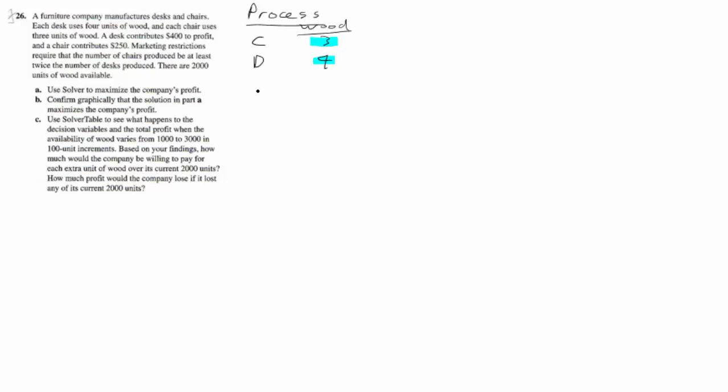Okay, now let's move on to the constraints. Excuse my sloppy handwriting. It's partly because my handwriting's sloppy. It's partly because it's difficult to write with these drawing tablets, but we'll get by. So the constraints are threefold. First off, we've got a wood constraint. There's 2,000 units of wood available, so let's put that one in.